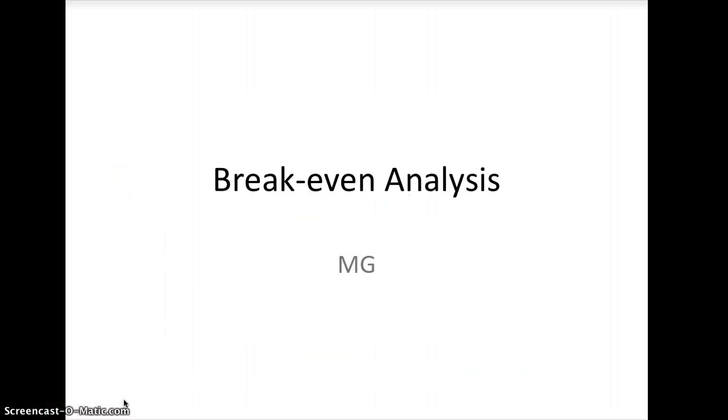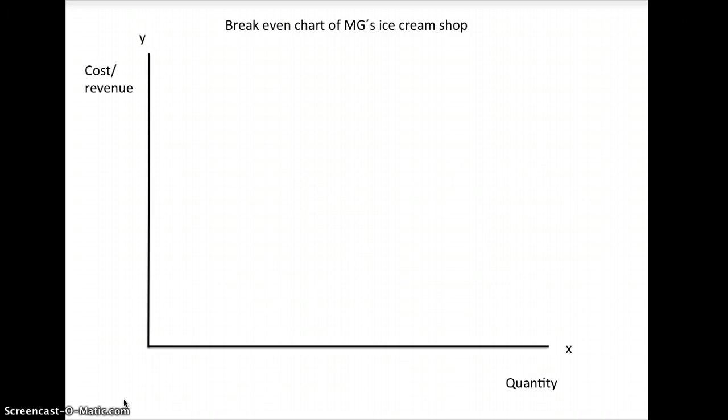Hi everyone, I'm going to carry out a break-even analysis on MG's ice cream shop. So I'll begin by plotting in the axis. On the y-axis we can see the cost-revenue, and on the x-axis is quantity. In this case, the quantity is the number of ice cream units sold.